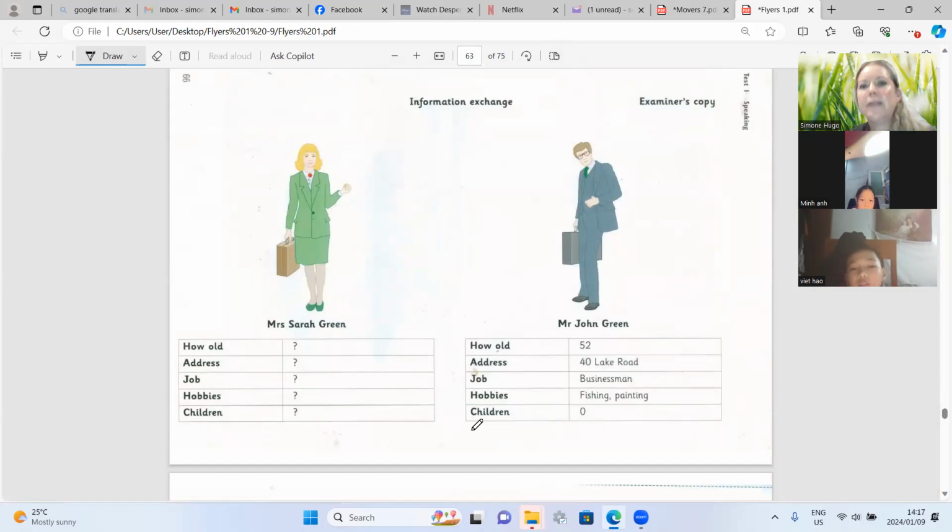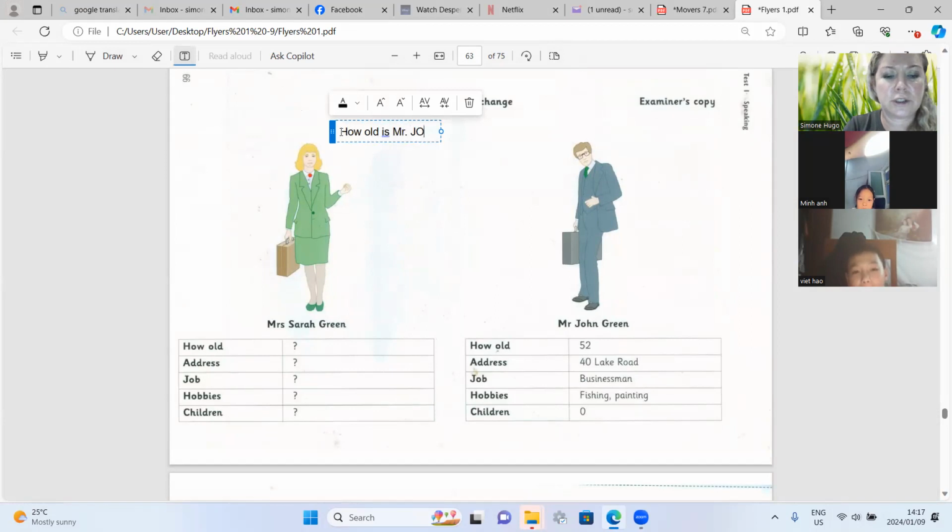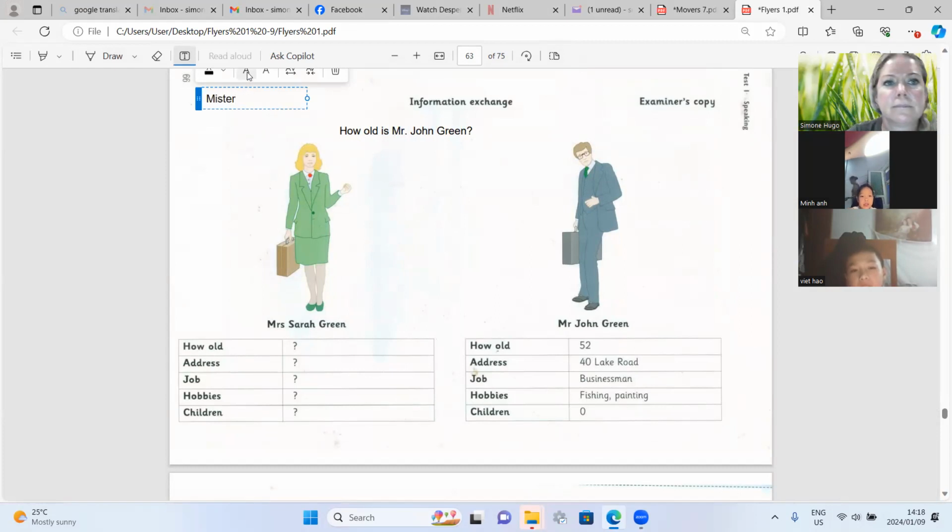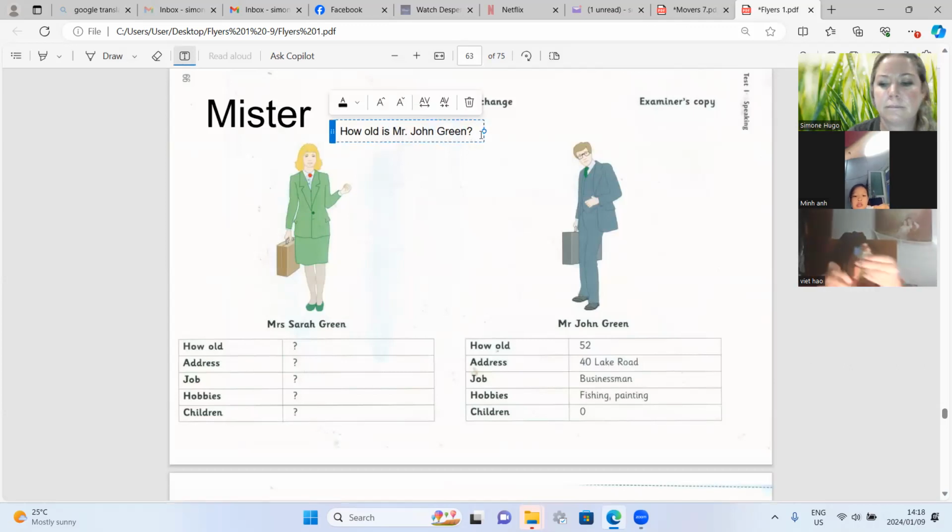Mr. John Green. Min An, how old is Mr. John Green? Mr. John Green is 52 years old.